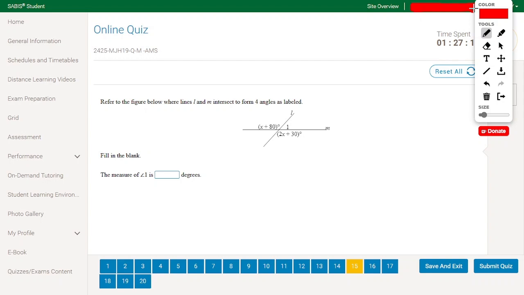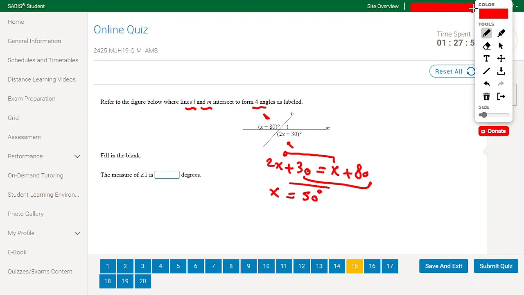Refer to the figure below where lines L and M intersect to form angles as labeled. So the two lines are intersecting. That means opposite angles will be equal. So I have 2x plus 30 will be equal to x plus 80. So let's get the x here. I will move x to the other side, so it will be x equal, and 30 will move to the other side, will be minus 30. So x will be equal to 50 degrees.